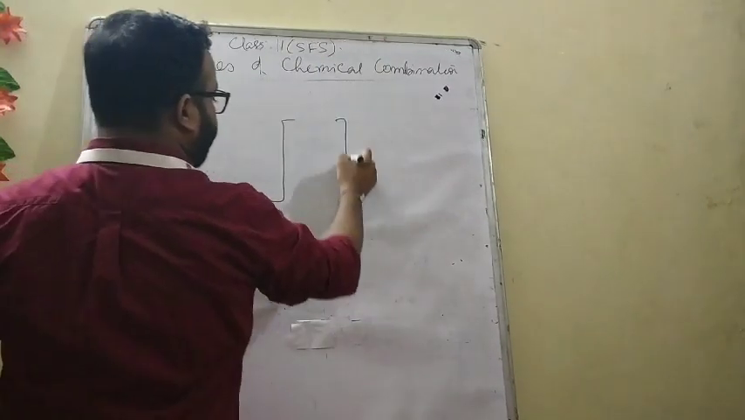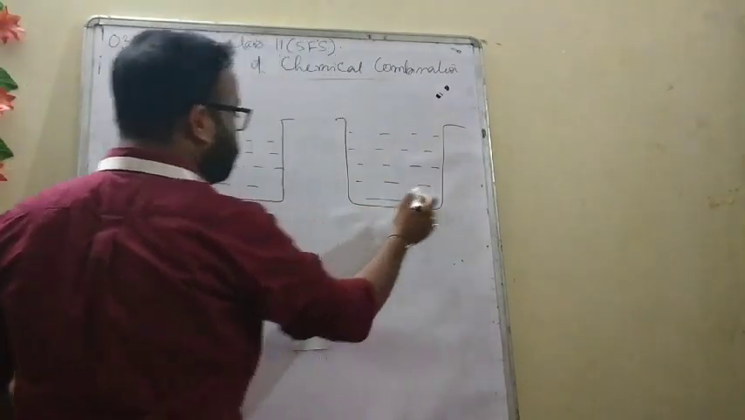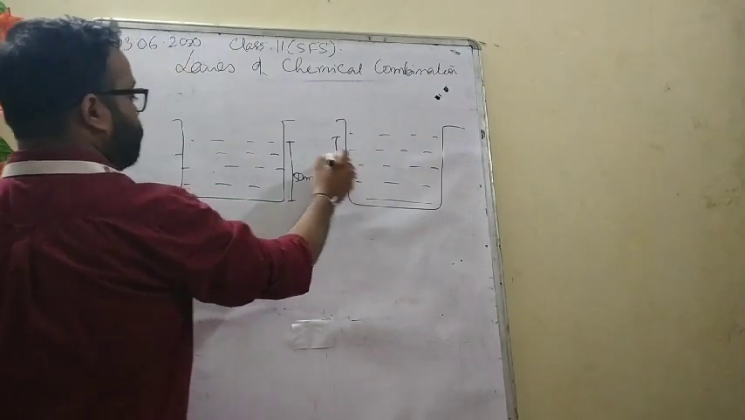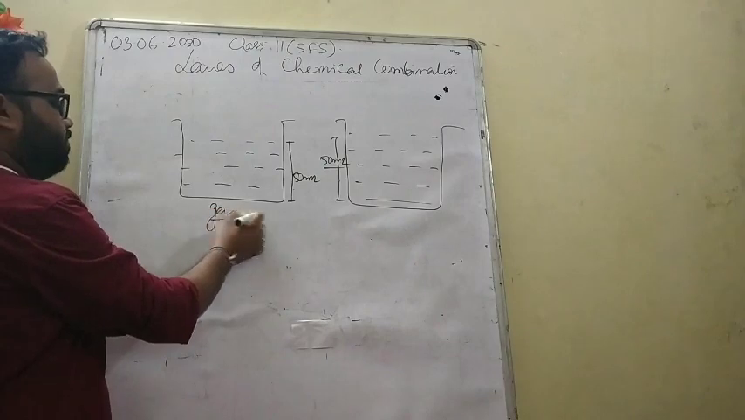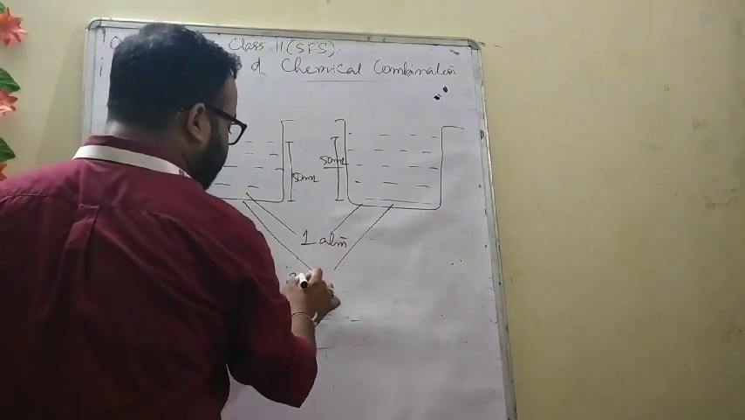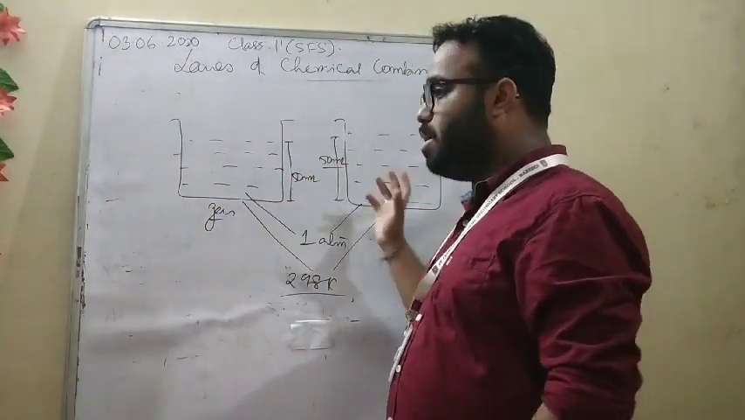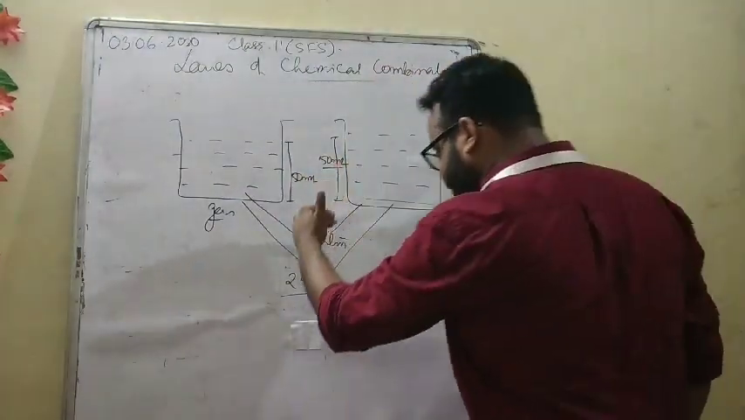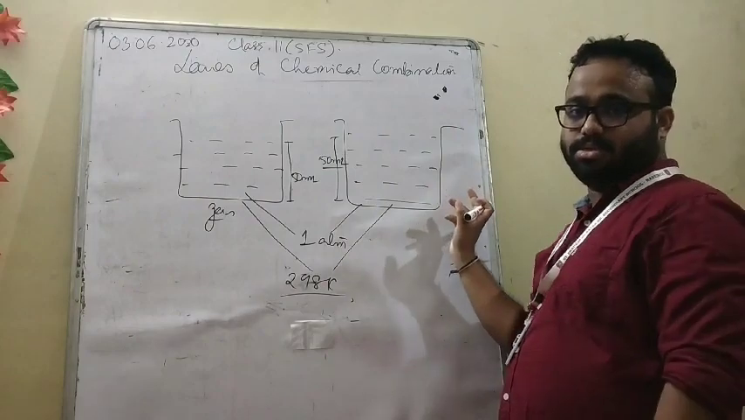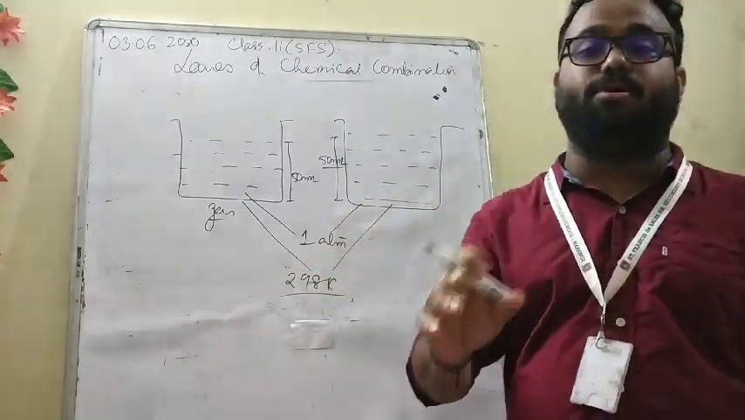Avogadro's law states, suppose you take two beakers and you fill it with water. Both the beakers are filled only 50 ml. You take water or you take gas or whatever you take. And both are at same pressure, 1 atm, and both are at same temperature, suppose 298 Kelvin. Then Avogadro's law states that if two compounds or two gases or two components are at same temperature and at same pressure, then equal volumes of these gases or liquid will have equal number of molecules.